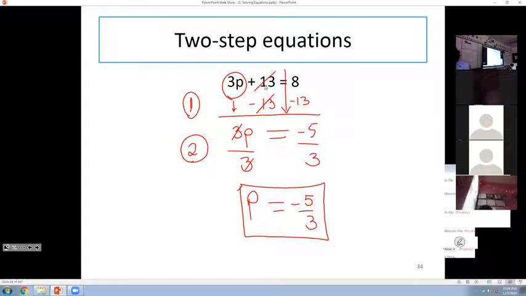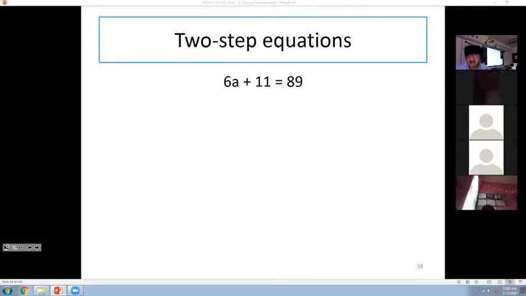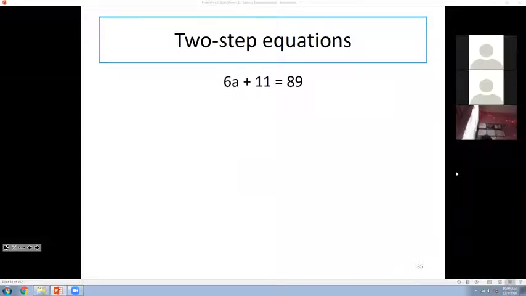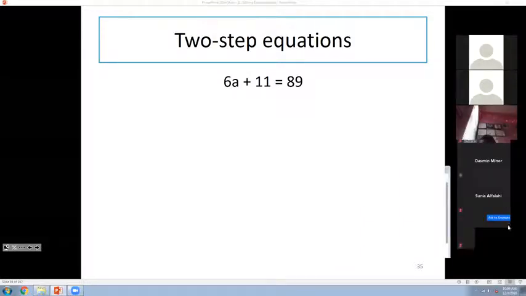Now, so here, 6a plus 11 is equal to 89. And then we will solve it for variable a. Amber, are you here, Amber? Yes. Amber, who are the friends of a? Who are the friends of a?